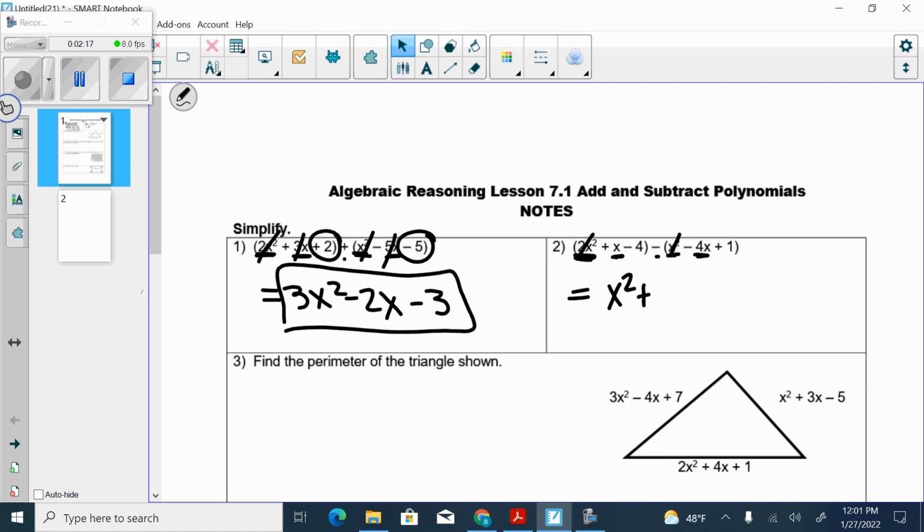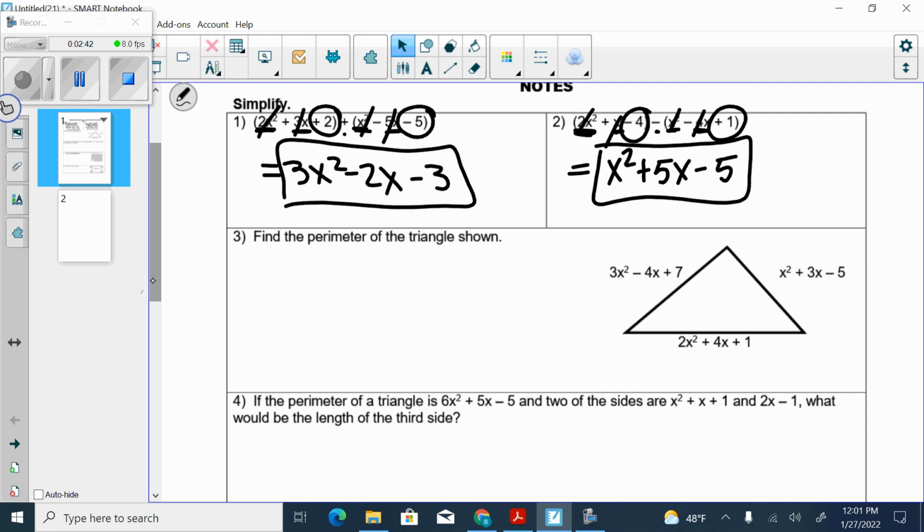Good. Now I'm done with the x's. Last thing to combine is our actual number. So I've got negative 4 minus 1. Negative 5, right? So we just got to be extra careful with our signs. And that's it. That's all they wanted us to do. Put together the like terms. Okay? All right, on this next one, they are asking us to find the perimeter of the triangle.